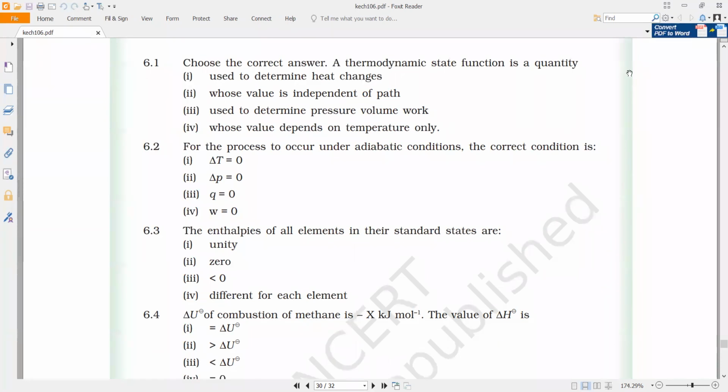Similarly, for the next question, Mariam, can you read that? For the process to occur under adiabatic conditions, the correct condition is? Yes, what is the correct condition? Q equals to 0. Yeah, third option. Yeah, correct.